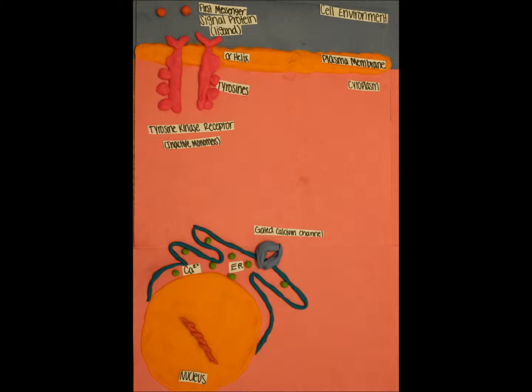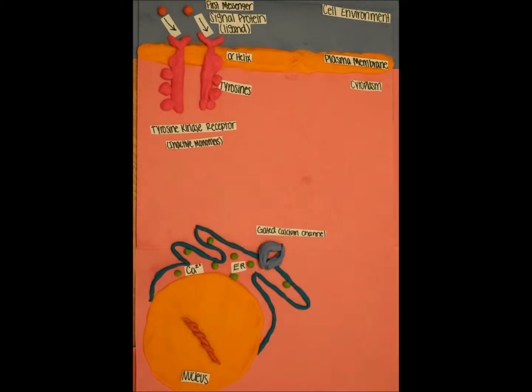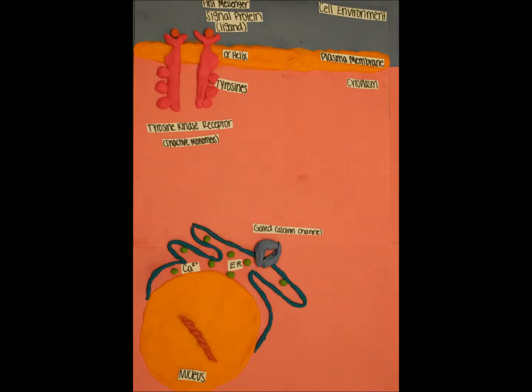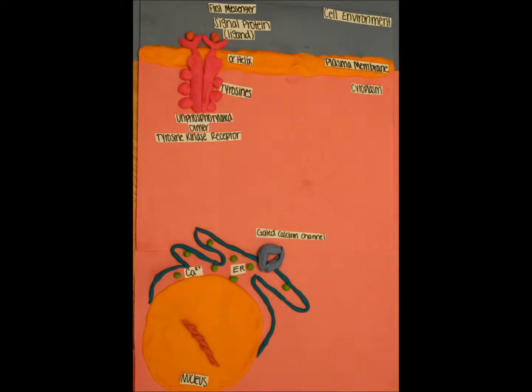Prior to being activated by a ligand, the tyrosine kinases exist as inactive monomers in the cell membrane, where each monomer has an extracellular ligand binding site, an alpha helix in the membrane, and an intracellular tail containing multiple tyrosines. When a ligand activates the receptor kinases, the two monomers move closer together to form a dimer in a process called dimerization.